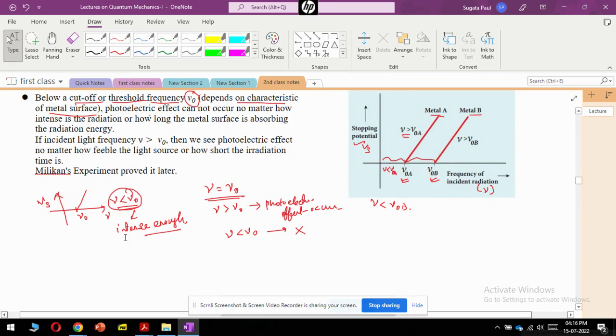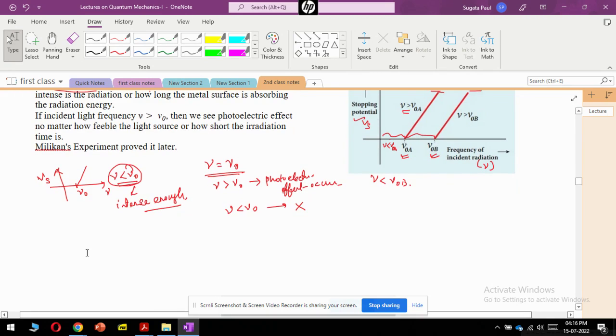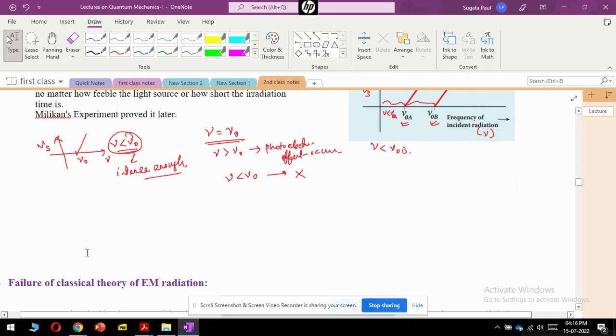So this solely depends on the frequency. It decides whether the light source is feeble or intense, or how much irradiation time we are giving for the metallic surface to be illuminated from the radiation source. All of these things become irrelevant to show a photoelectric effect once the frequency of incident radiation is smaller than nu naught. So this is very crucial that we should always be at a frequency greater than this cutoff value to actually see the photoelectric effect.